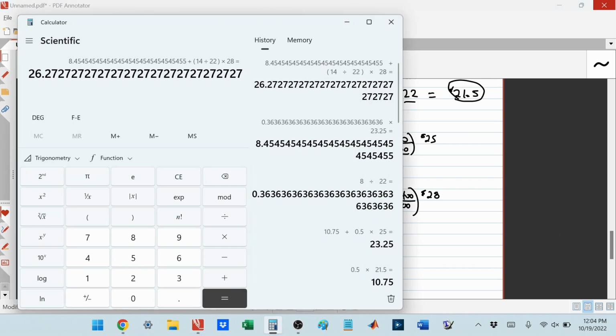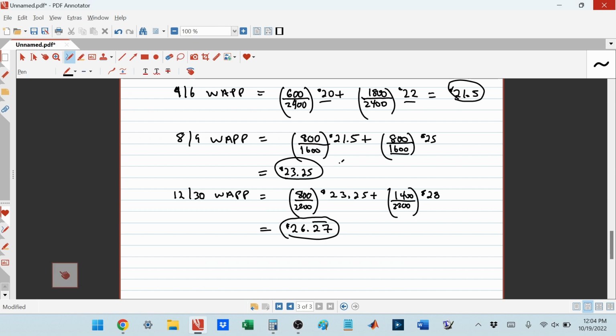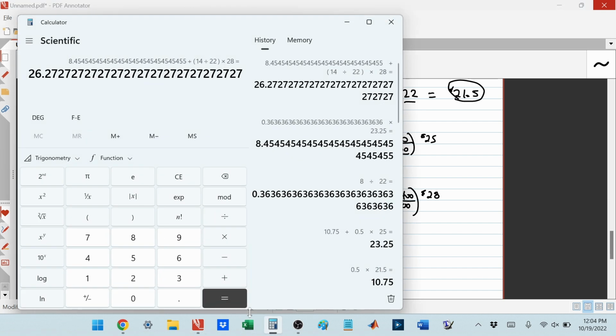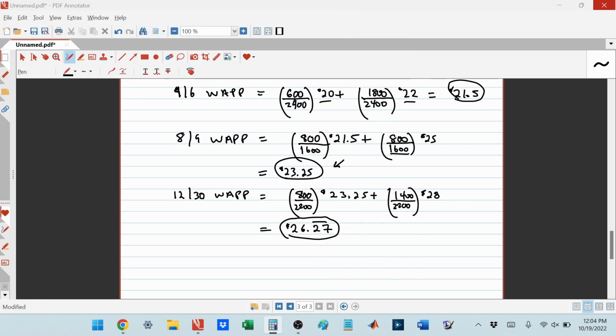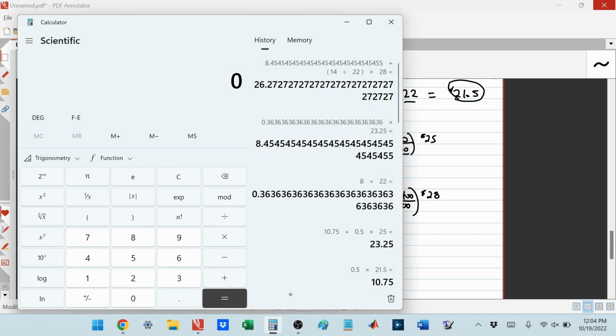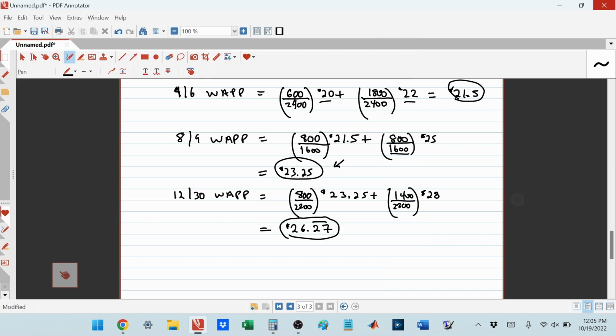I just want to verify again that this number is right. So 8 divided by 16 is, so what? This is 0.5 times 21.5 plus 0.5 times 25. So that number is right.